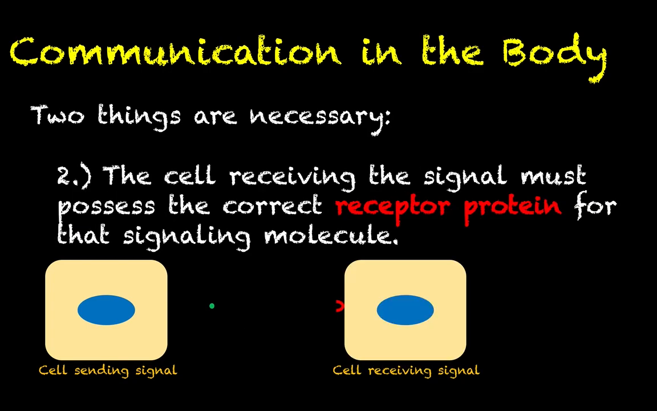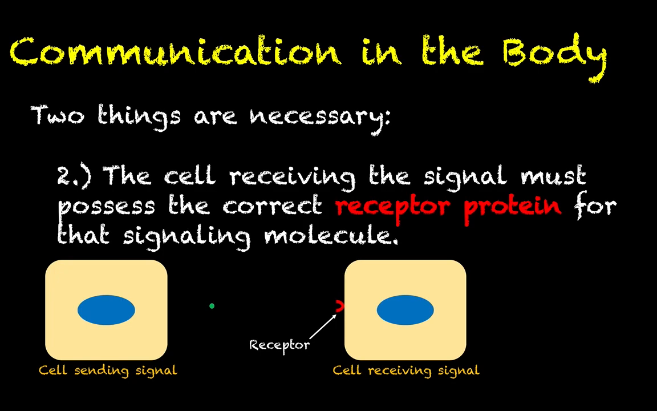Then, if we consider the cell receiving the signal, it needs to have the correct receptor protein for that particular signaling molecule. So if you consider this signal right here, this cell is capable of receiving and interpreting the contents of this message because it possesses the correct receptor for that particular signal. So just having a receptor is not sufficient. You have to have the correct receptor. The relationship between signaling molecule and receptor is very important, as we are going to find out in this unit.